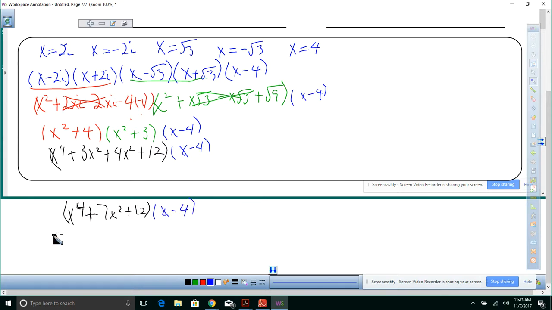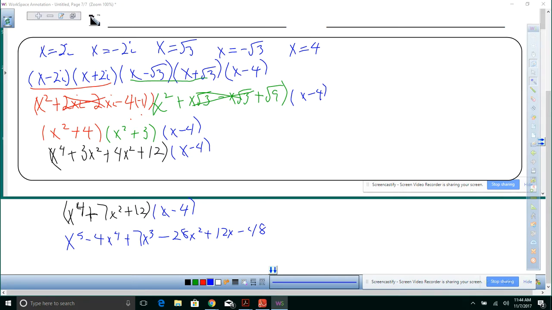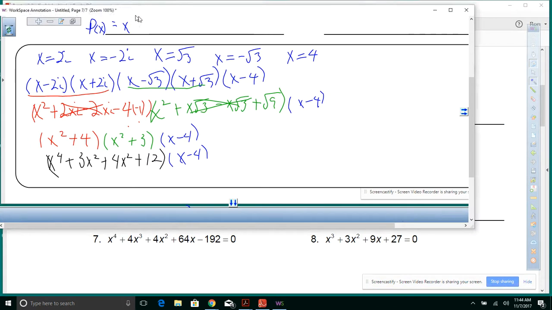So x to the 4th times x is going to be x to the 5th minus 4x to the 4th, 7x squared times x, that's going to be plus 7x cubed minus 28x squared, and then 12, that's going to be plus 12x minus 48. So 5, 4, 3, 2. Okay, that's already simplified. So let's go up here, and we've got p of x equals x to the 5th.